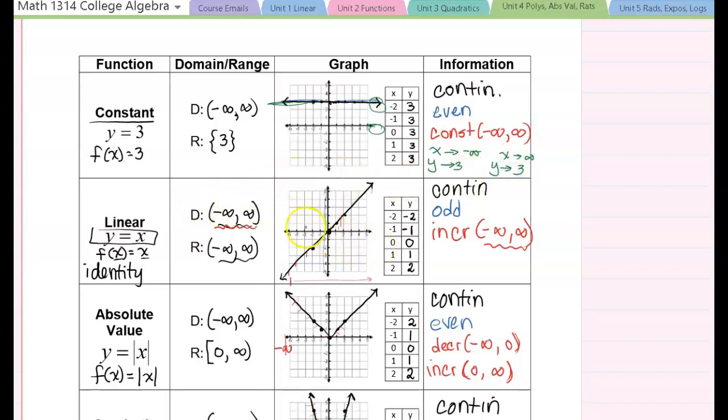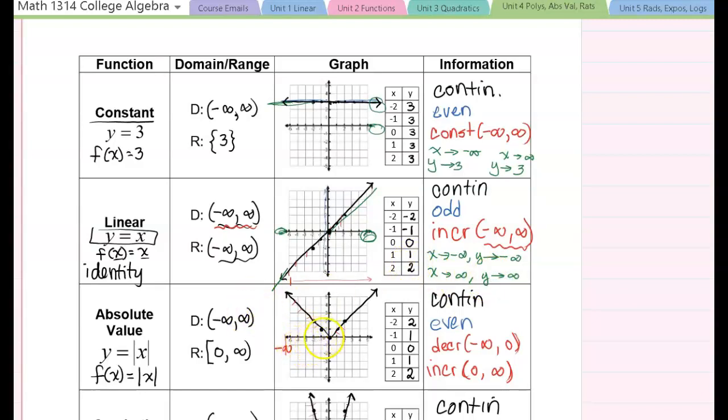When we go to linear, as I go over here towards negative infinity, we see that our y values will keep going downward. So we find that as x goes to negative infinity, our y value also goes to negative infinity. When we're looking over here at x equals positive infinity, our y values are going upward. So we find that as x goes to positive infinity, our y values go to positive infinity.